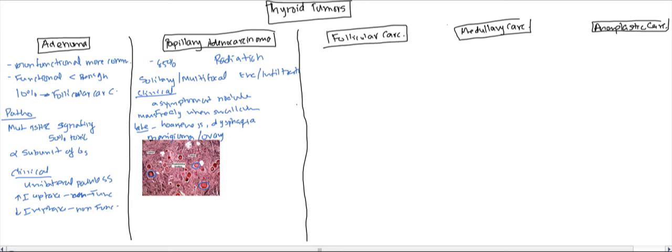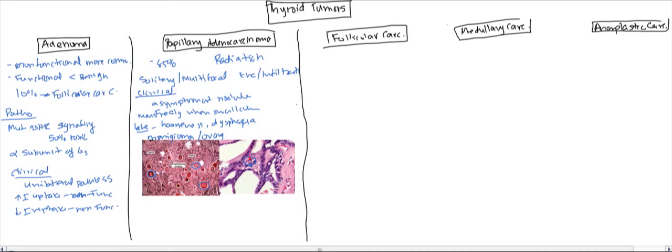The other thing that you'll see is something called an orphan Annie nucleus. This is basically when a nucleus looks empty. So if you look right here, the nucleus is looking white, when it's supposed to obviously stain black. So that's going to be an interesting feature there as well.